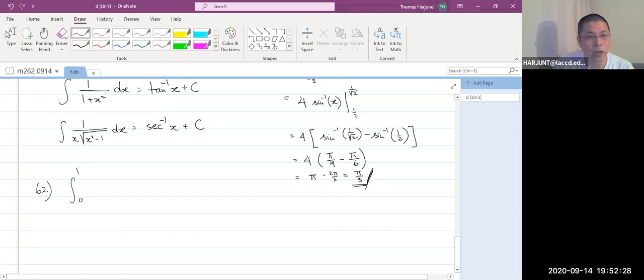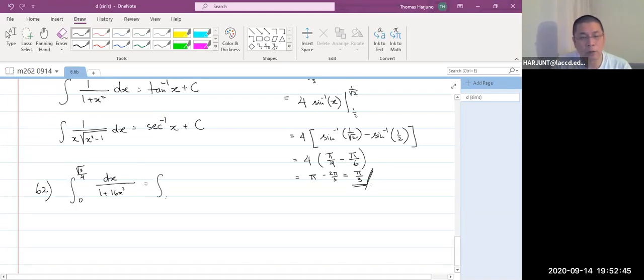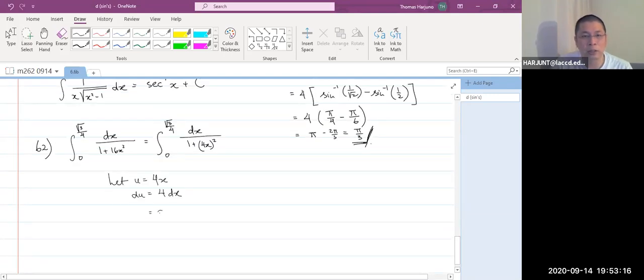Number 62. Integral from 0 to radical 3 over 4 of dx over 1 plus 16x squared. But this is the same as the integral from 0 to radical 3 over 4 of dx over 1 plus (4x) squared. All right? Substitution, let u equal 4x. So du is 4dx. Therefore, dx is du over 4.